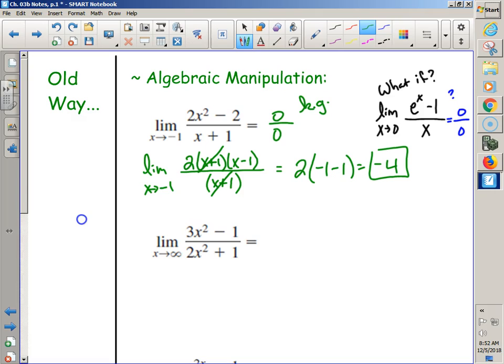This one, going to infinity. It's like a horizontal asymptote degree test. Degree test, top and bottom are tied. So what's the final answer going to be? 3 over 2, right?